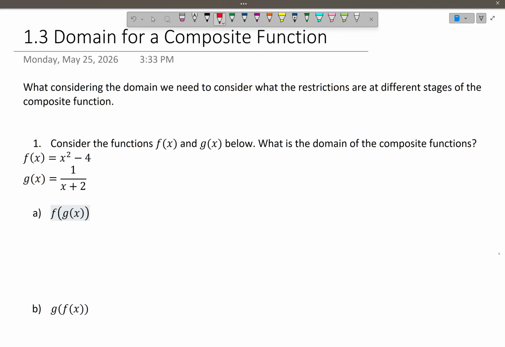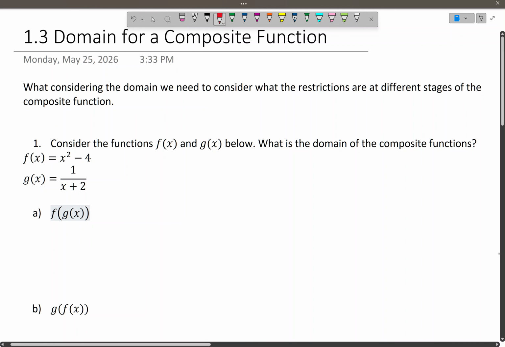So when considering a domain, we need to consider what the restrictions are at the different stages of the composite function. And depending on what we're doing, those stages can look a little different. The order of them might matter. So the composite function that we're normally going to look at is when we're talking about f of g of x, like it shows here.